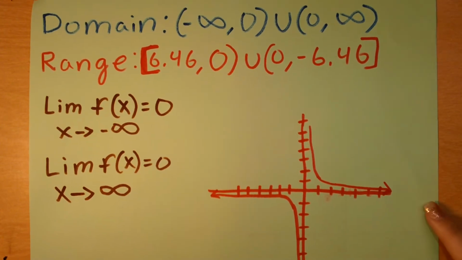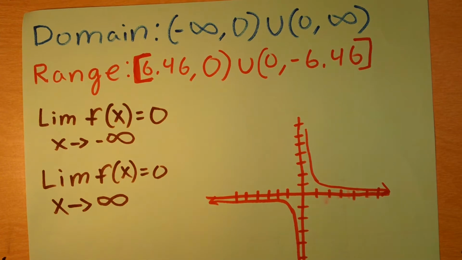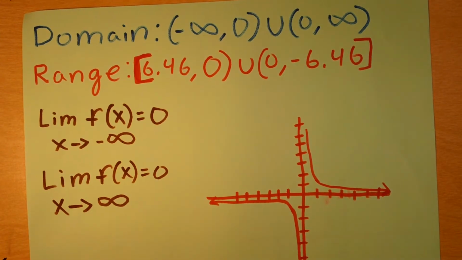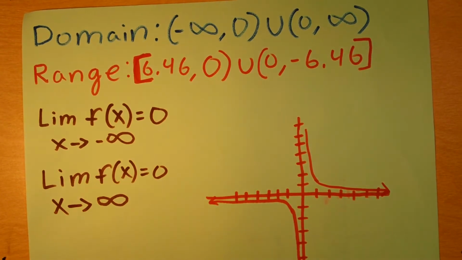Now let's practice analyzing our inverse linear function. First, the domain is negative infinity to 0 union 0 to infinity. To find this, you can use your vertical asymptote or set the denominator not equal to 0. Then to find the range, you can use the horizontal asymptotes, and it is negative infinity to 0 union 0 to infinity.